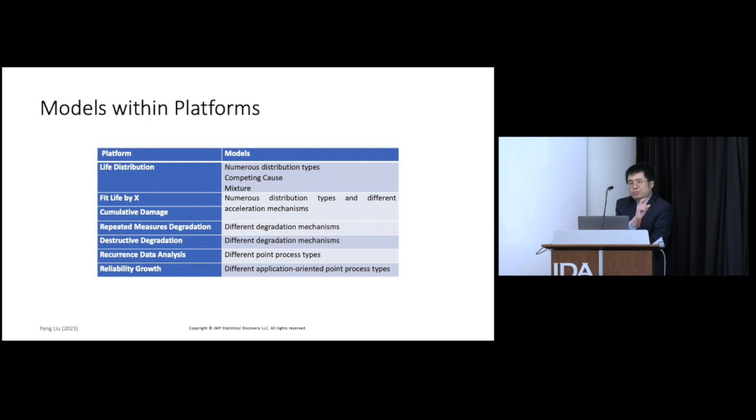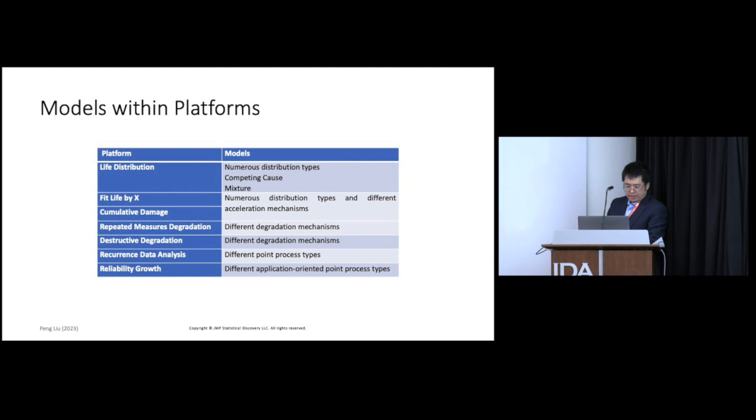I already mentioned that distribution type is a type of model, but here for accelerated life testing data, the mechanism is also a way to differentiate one model from another. How the voltage accelerates the failure is different from how the temperature accelerates the failure. They depend on different physical theories, something like that. So there are, if I remember correctly, at least 8 different models in Fit Life by X and Cumulative Damage.